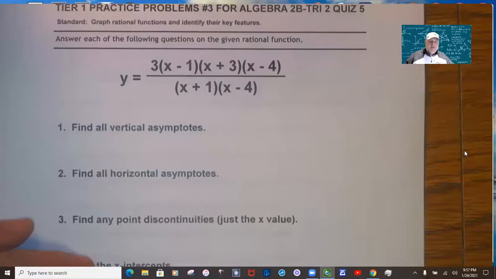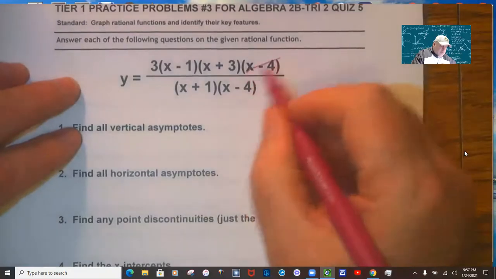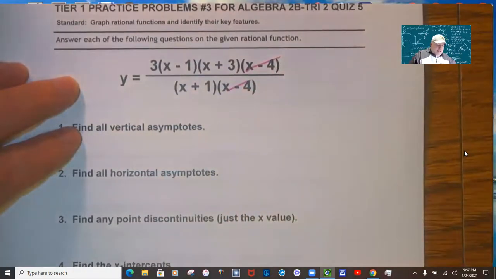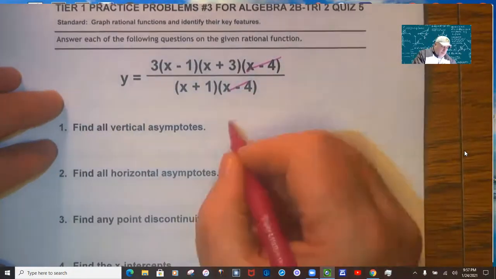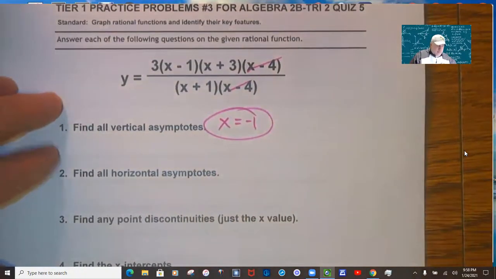This is practice quiz 3 for quiz 5 in the second trimester of Algebra 2. So first page on this, you want to look to cancel any factors, and then you're good to go. So -1. So any factor that's left on the bottom.